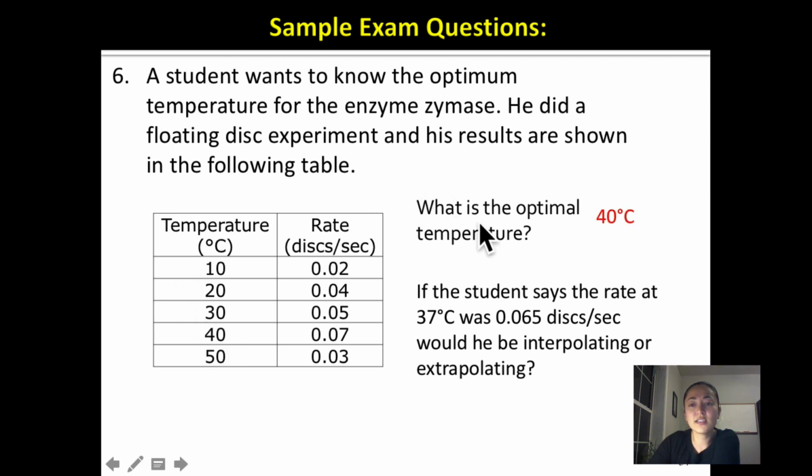If the student says the rate at 37 degrees was 0.065, so 37 would fall in between here, would he be interpolating or extrapolating? Which would he be doing? Well, since it's within the range of data, he has some evidence to back that up, so it would be an interpolation.